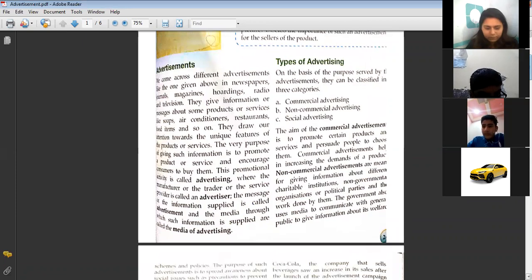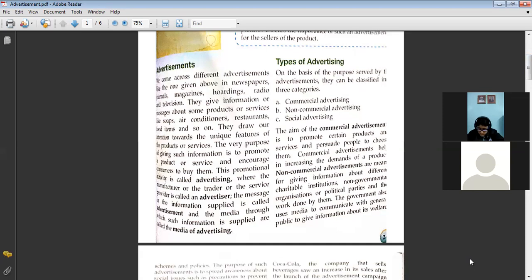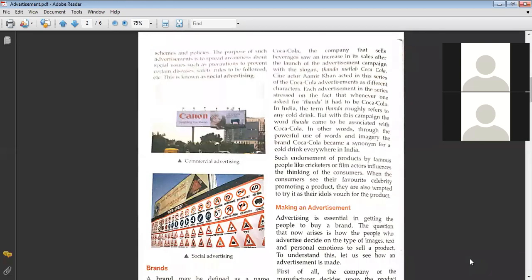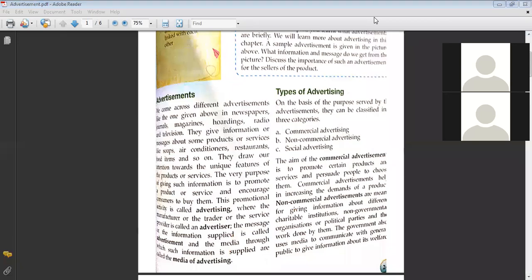Advertisements. In the previous chapter you learned, we come across different advertisements like the one given above in newspapers, journals, magazines, hoardings, radio, and television. They give information or a message about some products or services like soaps, air conditioners, restaurants, food items, and so on. They draw our attention towards the unique features of the products or services. The very purpose of giving such information is to promote a product or service and encourage consumers to buy them. This promotional activity is called advertising, where the manufacturer or the trader or the service provider is called an advertiser. The message or the information supplied is called an advertisement, and the media through which such information is supplied are called the media of advertising. Types of advertising.